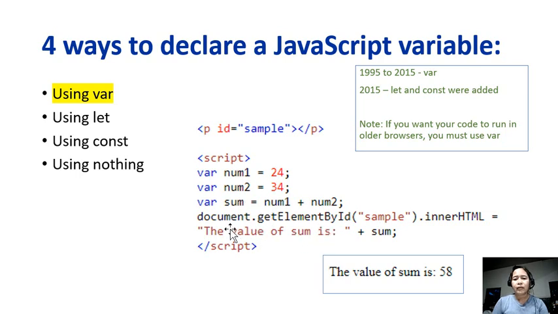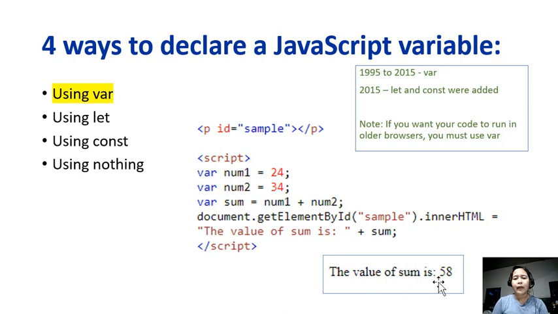And so when you use your document.getElementById().innerHTML code to display the value using your ID sample, you assign here "the value of sum is", and then the value of sum, which is now the total of 24 and 34, which is 58. So in this case, given this particular script, the output that you will get is "the value of sum is 58".